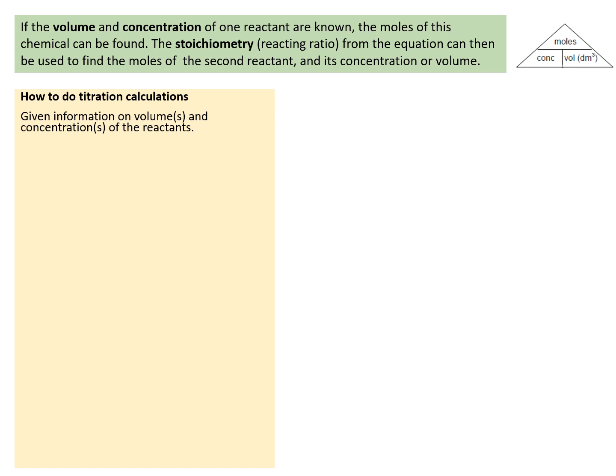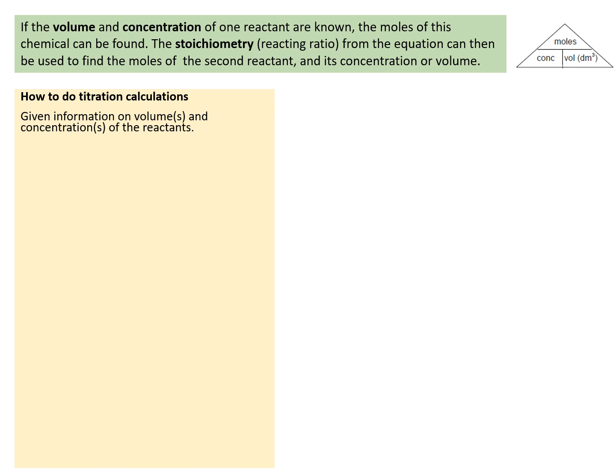So, when we're carrying out titrations, we always have one of the two reactants which we have known information for, enough to actually calculate the number of moles. Knowing the number of moles of this reactant allows us, by use of the balanced equation, to find the number of moles of the other reactant and hence either its concentration or volume, depending on what is asked for.